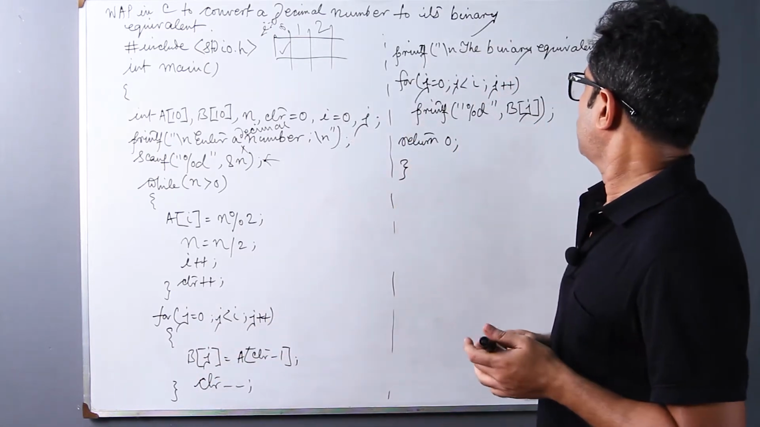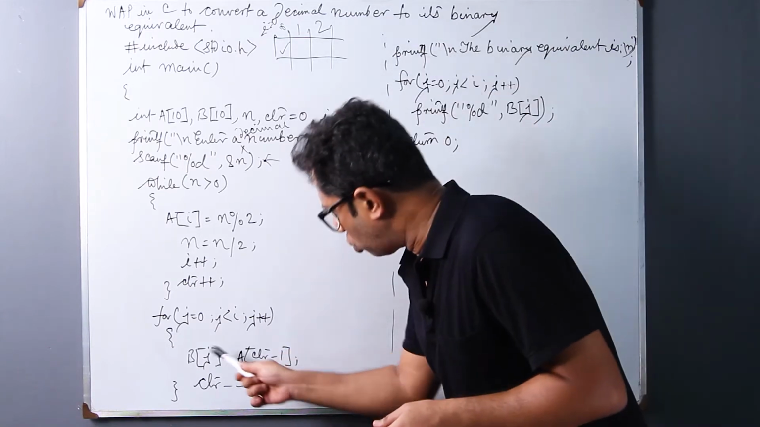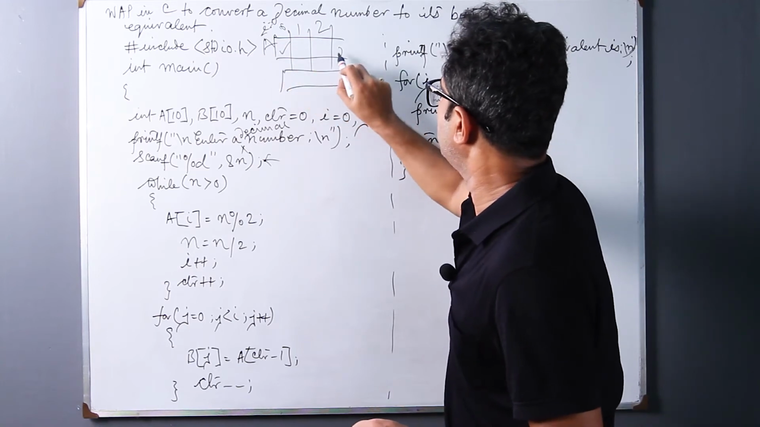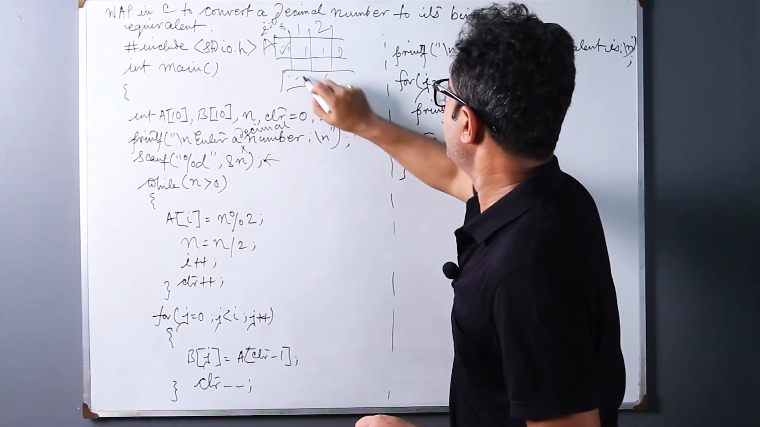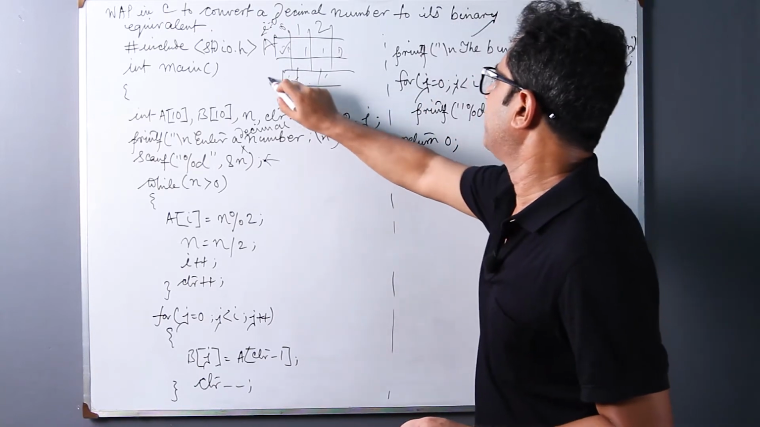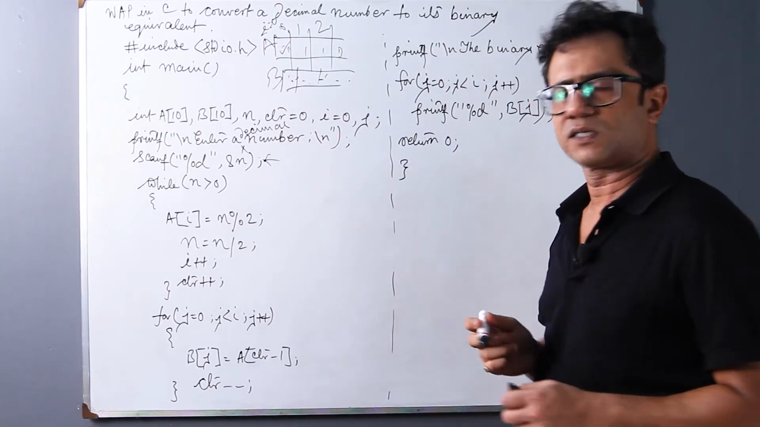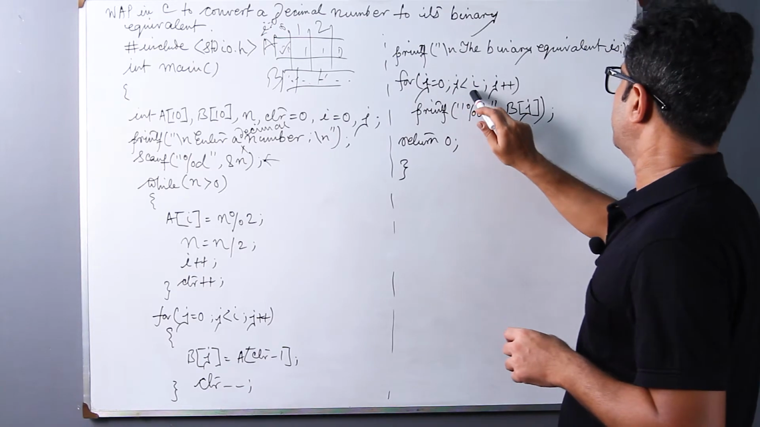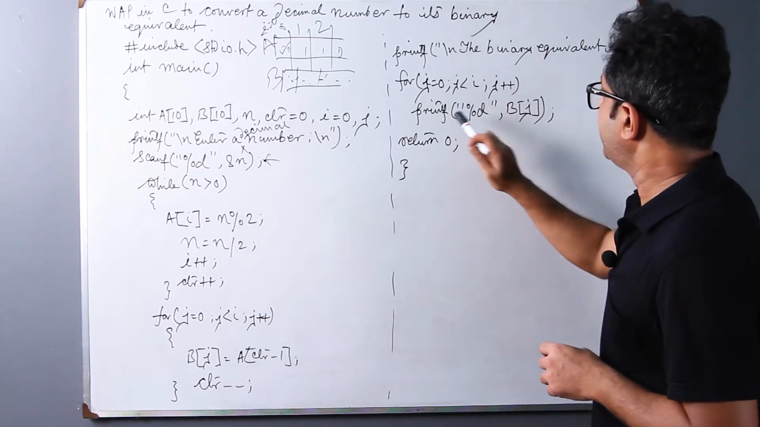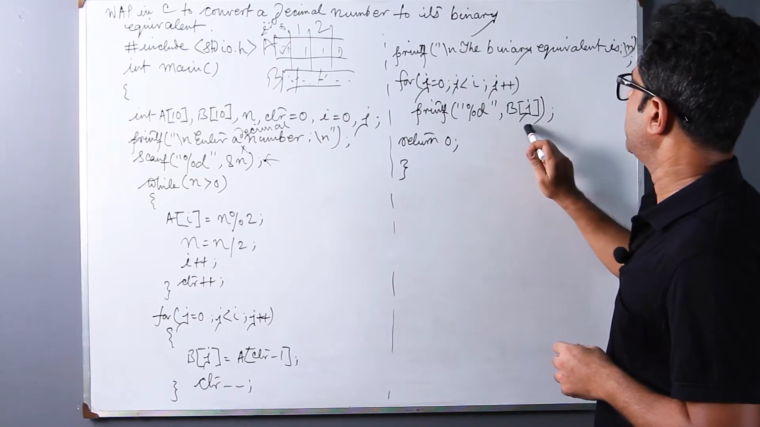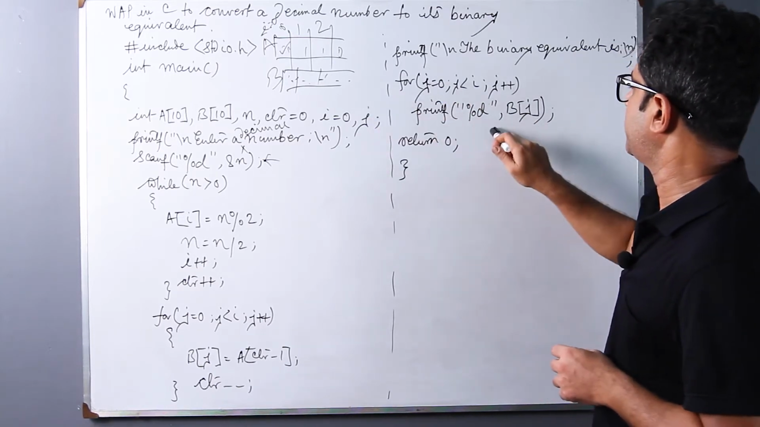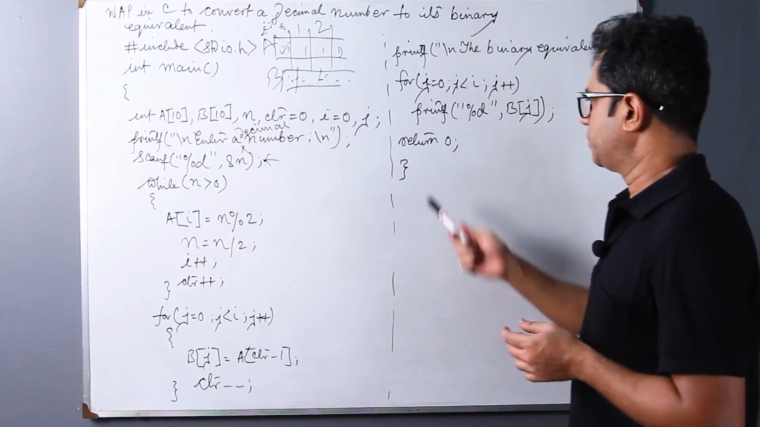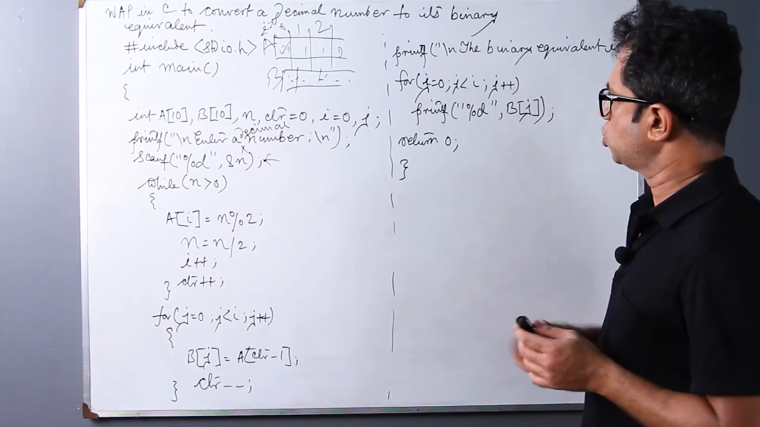As I have got the binary equivalent stored in the B array, the B array will be like this. This was the A array, and everything will be taken from this A array to the B array, and this B array will ultimately give us the binary equivalent. So, I have printed the binary equivalent: for j = 0, j < i, j++, printf("%d", b[j]). Whatever is in the B array will be printed one by one, and after that we are left with nothing but the return 0 statement and ultimately the closing brace of the main section. So, this is the program.